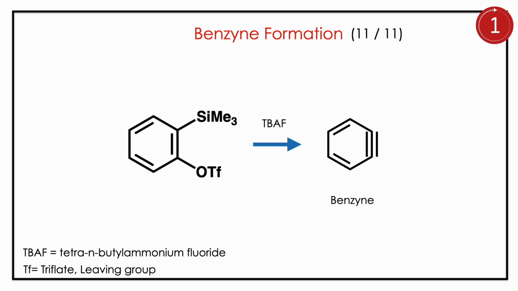Then the next synthetic method: you have benzene with a trimethylsilyl group and a triflate at the 1,2 positions. You are using TBAF, which means tetra-n-butylammonium fluoride. Triflate is a good leaving group. Obviously, if you are using a fluoride compound, trimethylsilyl eliminates and you have the nucleophile. Finally, you have triflate elimination. So 2 eliminations at the adjacent carbons lead to the benzene formation. Basically, 2 leaving groups with a catalyst are converted into benzene.